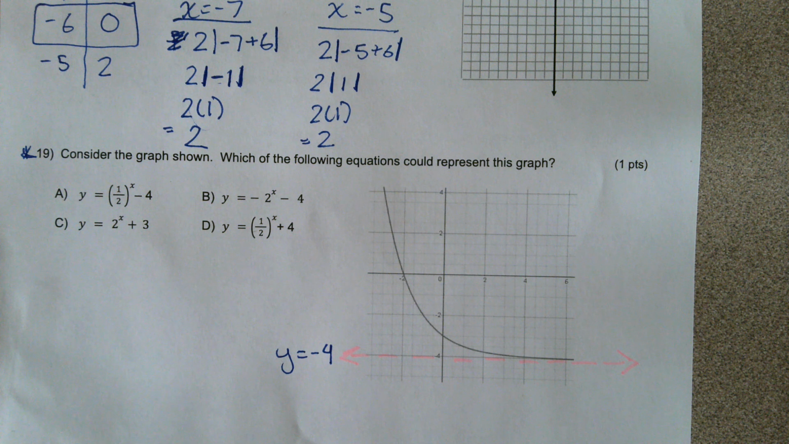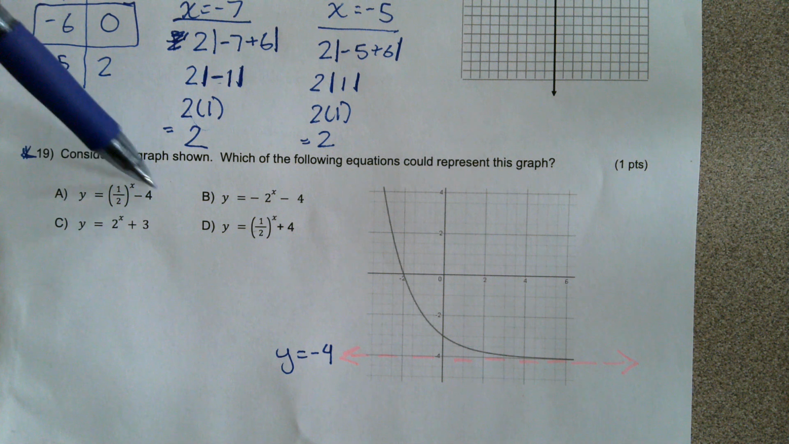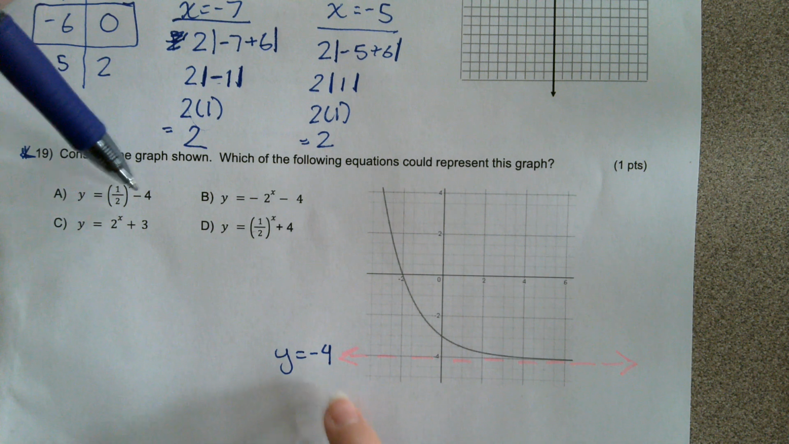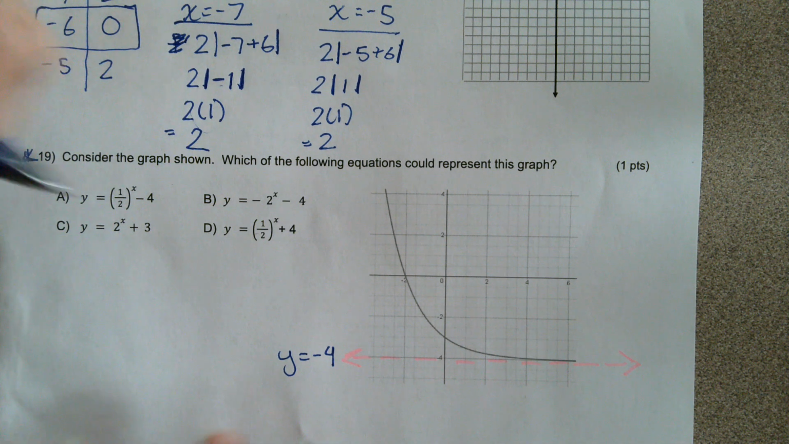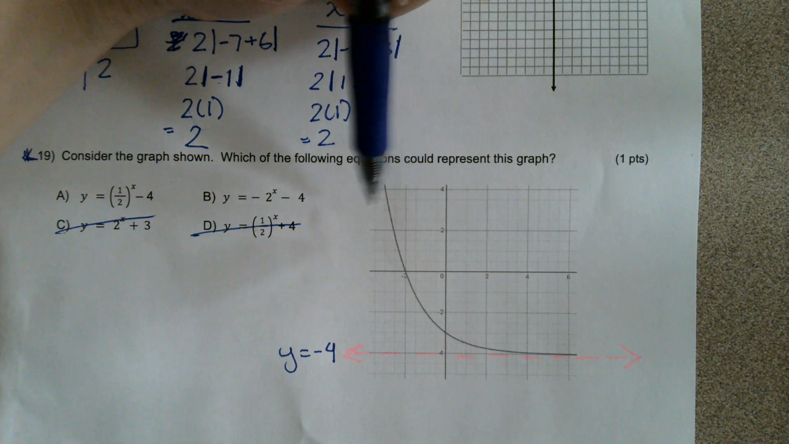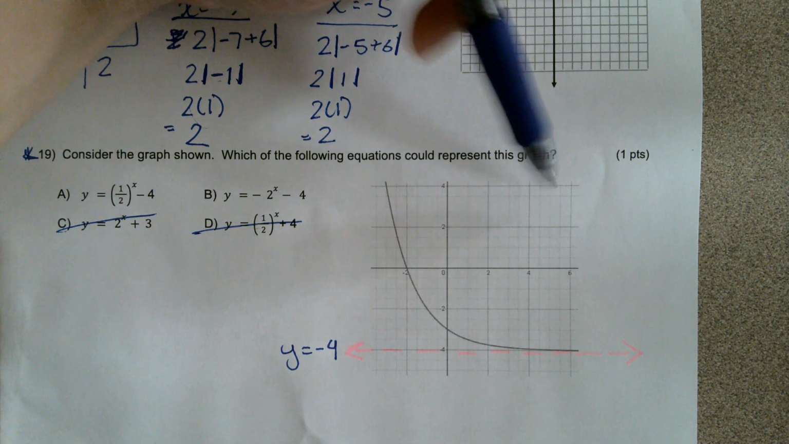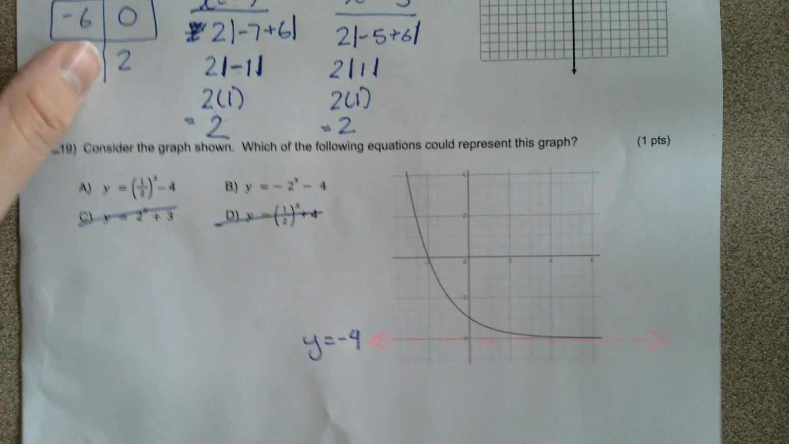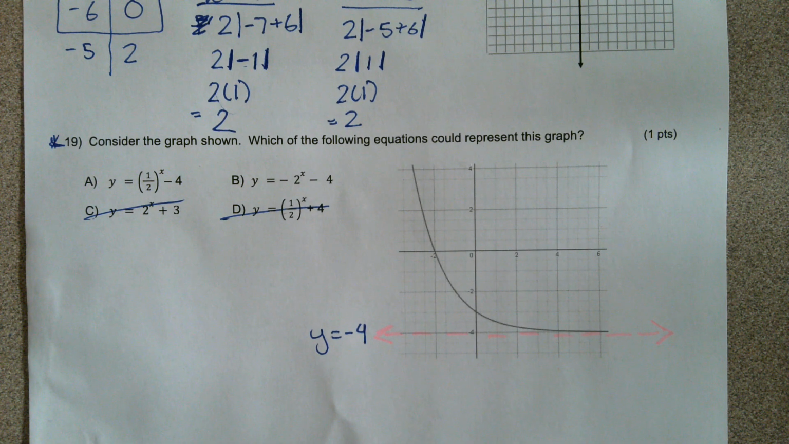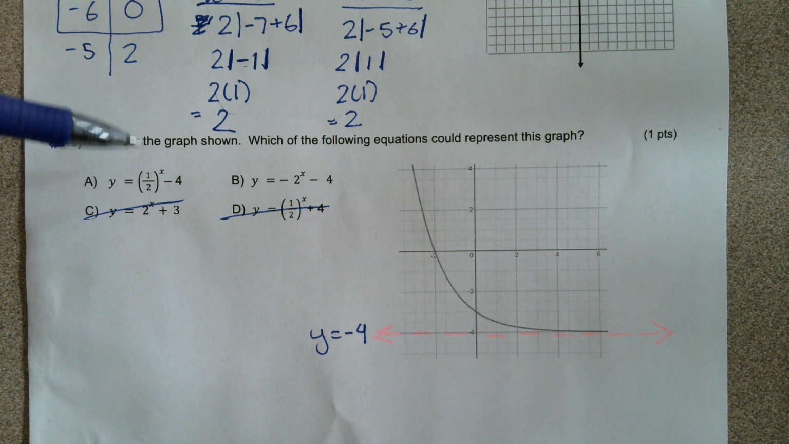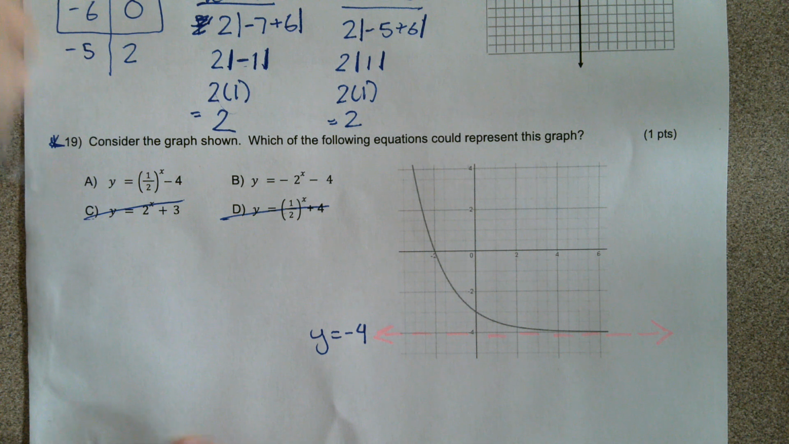Now, if you remember talking about this in class, the number at the end of our exponential function is the asymptote. So we want -4 at the end of our equation. So right off the bat, we can get rid of C and D because our asymptote is not at 3, that's up here, and it's not at +4, it's at -4. So it's A or B. The one surefire way to know which one is the correct answer is to plug in a number and make sure that whatever you get matches what's on the graph. So the easiest number to plug in is 0.